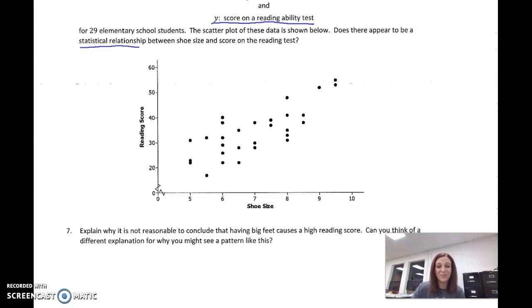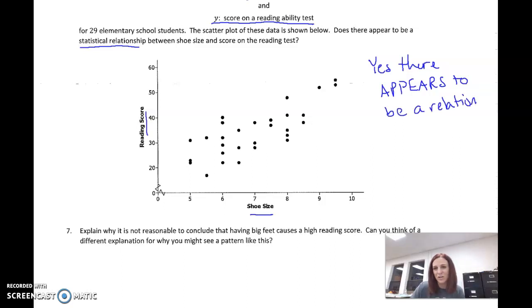So does there appear to be a statistical relationship? And honestly, if we're comparing shoe size to reading score, it kind of starts to seem that it's going up. I mean, our highest reading scores basically occurred with our largest shoe sizes. And over here, not necessarily our lowest, but our lowest came from a 5.5, and 5's the lowest. So does there appear to be a statistical relationship? Yes, there appears to be a relationship. Statistical, we'll just say relationship.